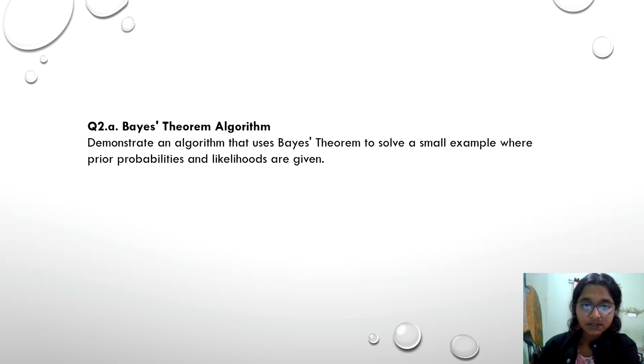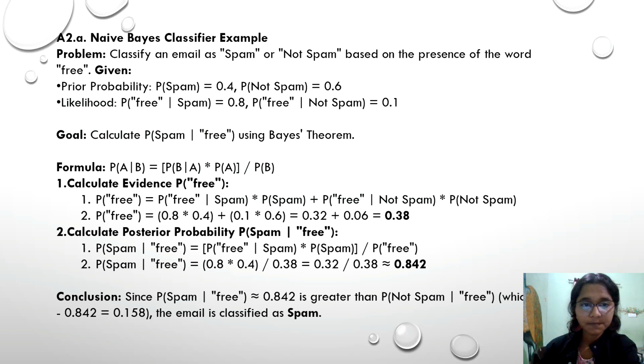Second question, Bayes theorem algorithm. Demonstrate an algorithm that uses Bayes theorem to solve a small example where prior probabilities and likelihood are given. Answer. Naive Bayes classifier example. Classify an email as spam or not spam based on the presence of a word free.